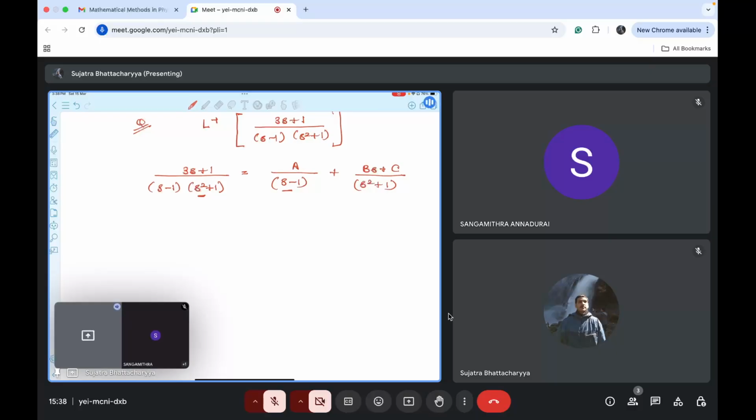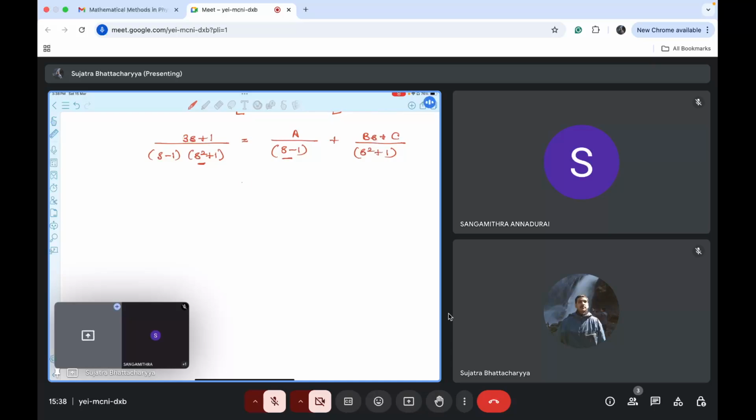Okay. Now you try to solve whatever way you want. So you write it as s minus 1, s square plus 1. The aim is to find out a, b, and c. That's all. So s minus 1 means it will be a s square plus a, plus bs plus c times s minus 1. This is how you do the LCM and do the sums. Finally, you get a s square plus a.